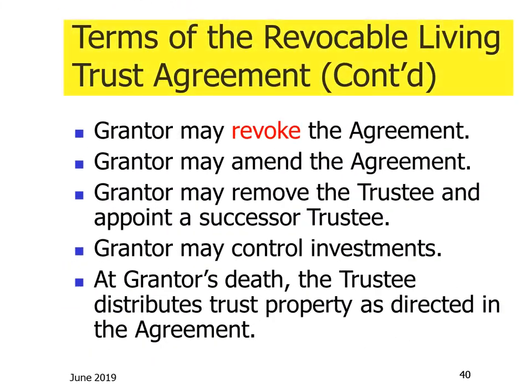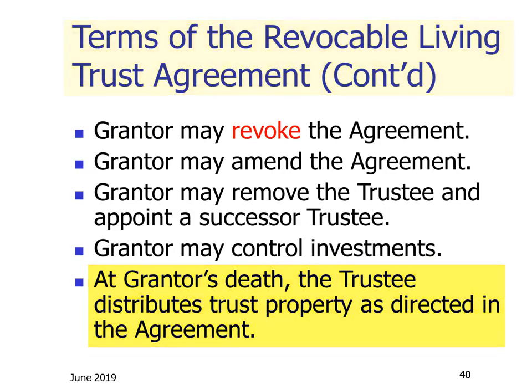Other important terms of the revocable living trust include the power in the grantor to revoke the agreement, and also the power in the grantor to amend the agreement, and the power in the grantor to remove the trustee and appoint a successor trustee. The grantor typically controls all investment decisions while the grantor is alive and capable, and the terms of the trust typically say that at the grantor's death, the trustee distributes all the trust property to the beneficiaries as directed in the agreement.